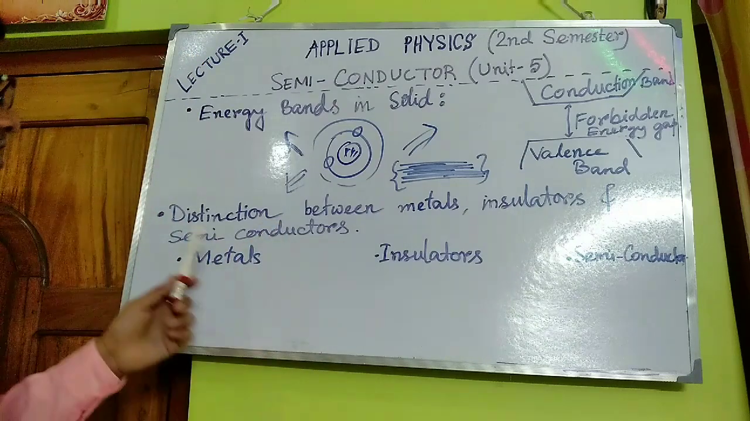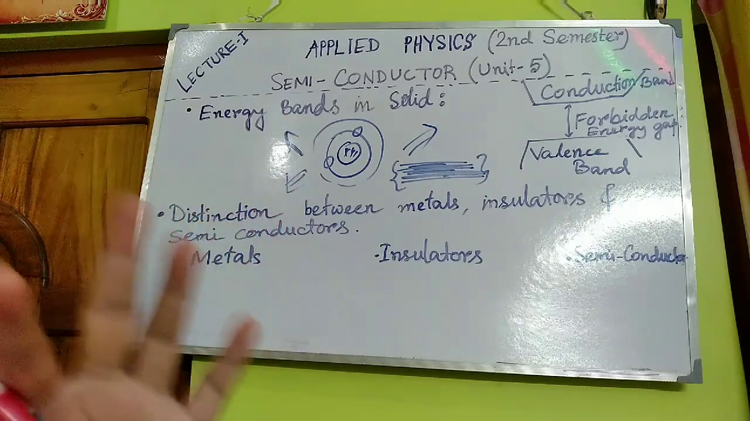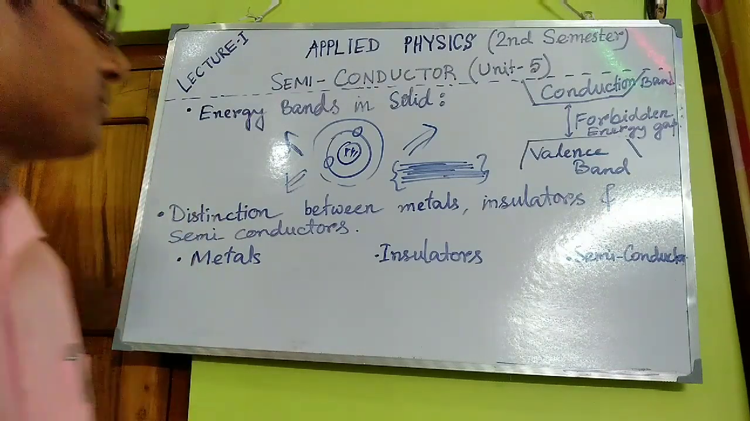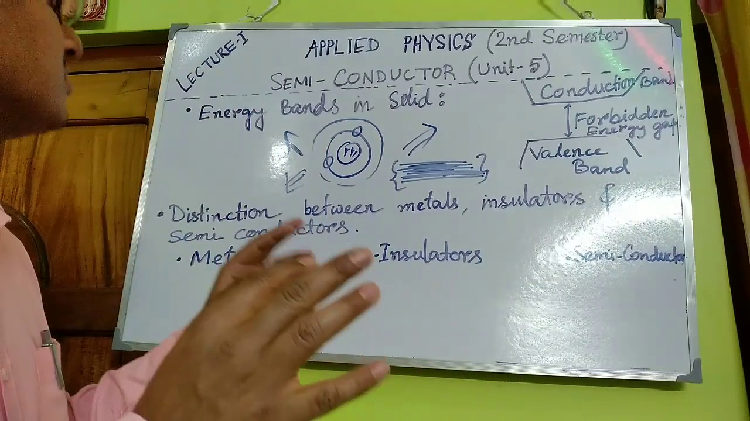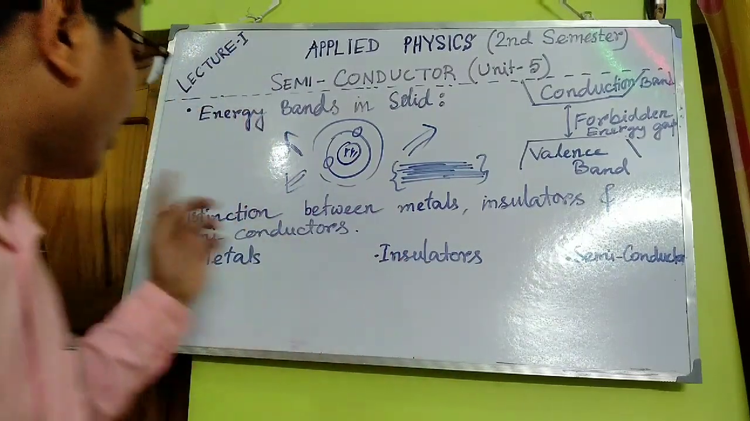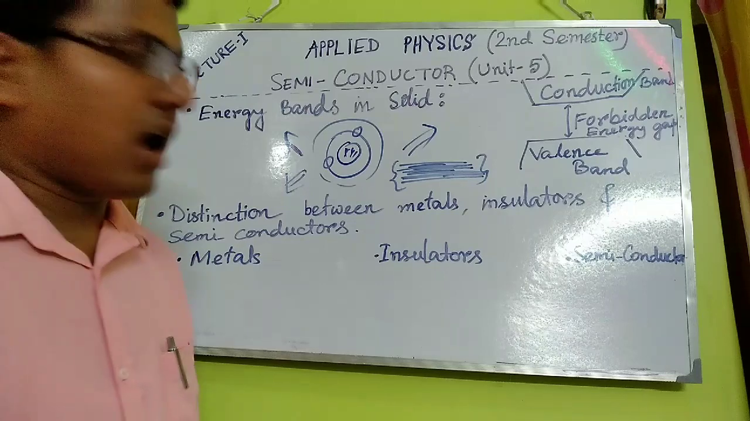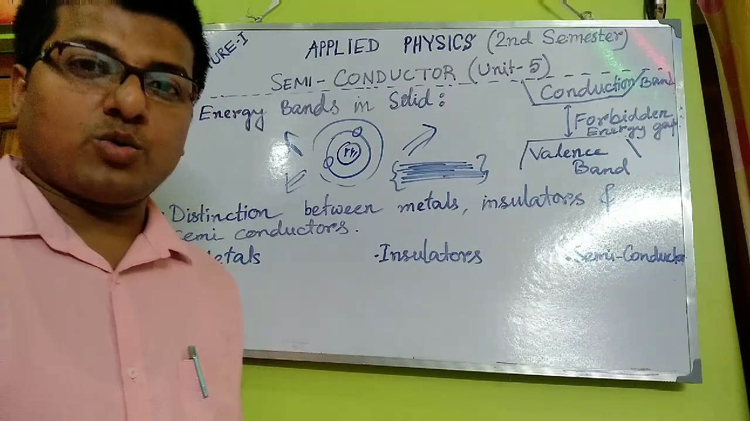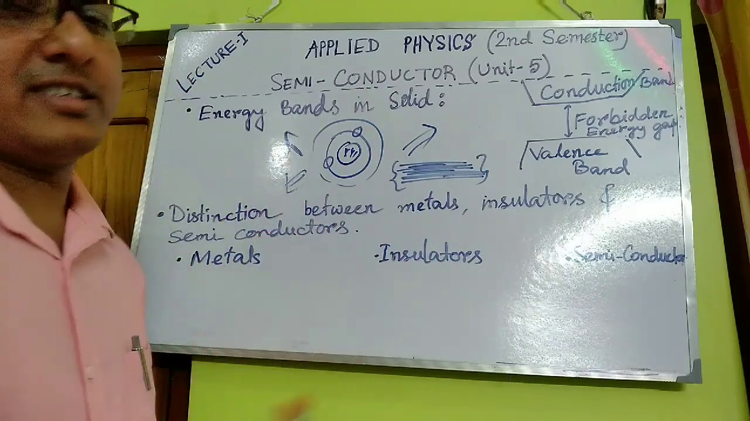Now I come to the next topic. We have got the initial idea of the energy band. The second topic is the distinction between metals, insulators and semiconductors. In our study it is a very important topic. Here we study this distinction by the theory of energy bands, so we apply our understanding of the energy band to this.